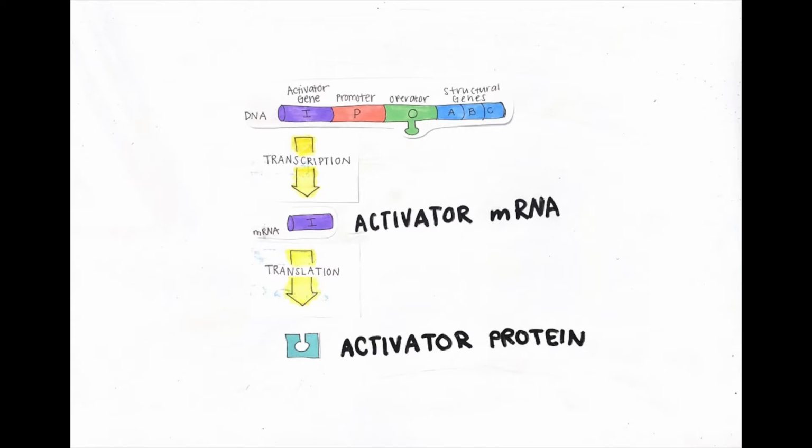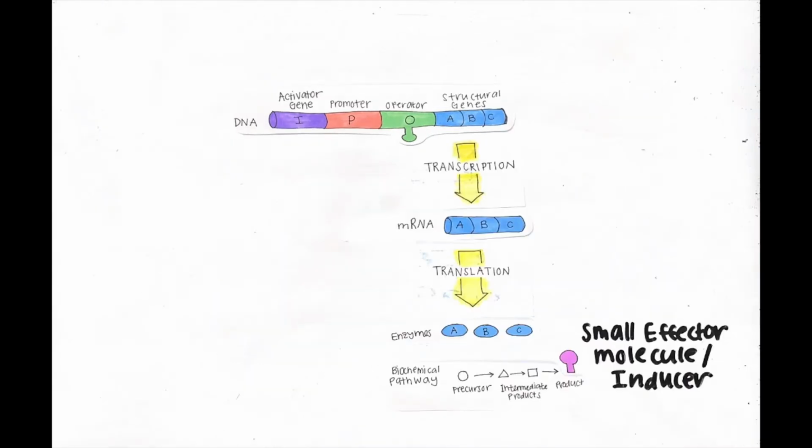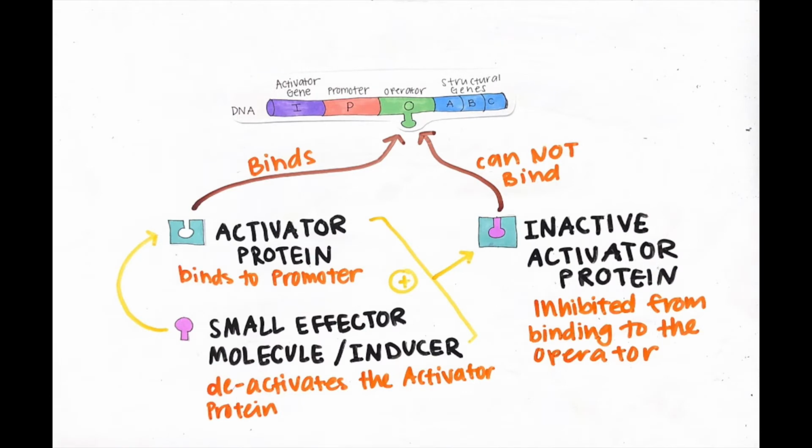An activator gene is transcribed into activator mRNA, which is then translated into an activator protein. The structural genes are transcribed and translated to make enzymes that code for proteins and effector molecules. In this model, an inducer is produced. This inducer can inhibit transcription and gene expression by binding to the activator protein, conforming it into a new shape that is unable to bind to the operator.